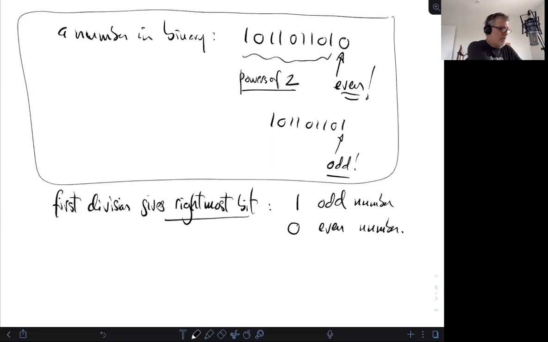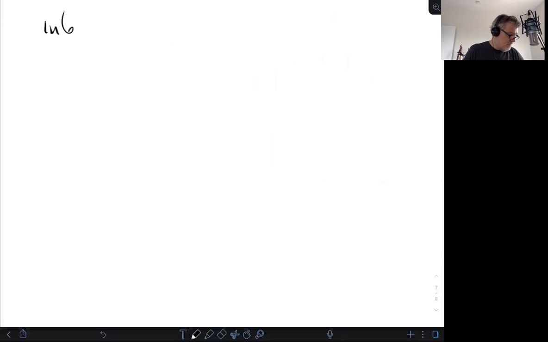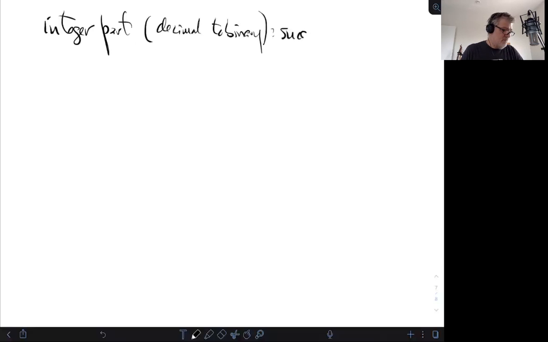Okay, should I do another one or a fractional part? Let's do a fractional part and then I'll do another example after that. So this is for the integer part, successive divisions by 2, going from decimal to binary. Okay, so that's the way to do it.